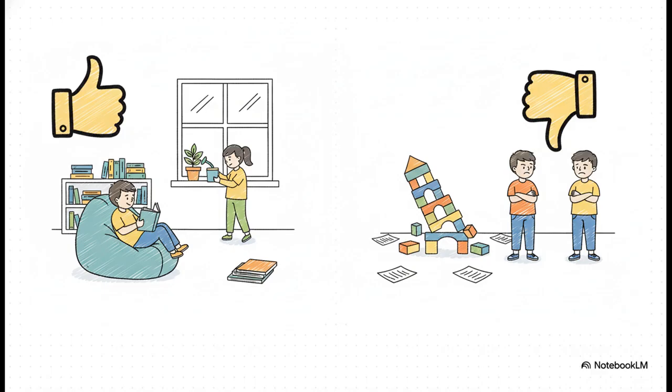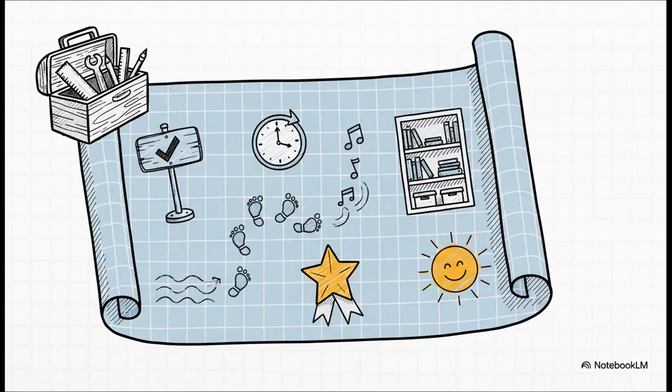And this chart just lays out the difference perfectly, doesn't it? One path leads to a structured, respectful space where kids learn to manage themselves. The other leads to chaos, wasted time, and a whole lot of stress for everyone. The choice is pretty clear, but getting there takes a plan. So what's in that plan?